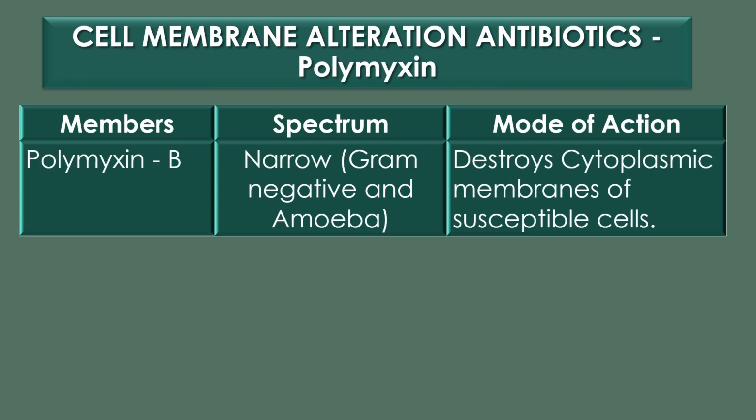Next, the third antibiotic group of the cell membrane alteration antibiotic category is polymyxin. In the polymyxin group, the antibiotic polymyxin B is the very familiar antibiotic, and it exhibits narrow spectrum of activity against gram-negative bacteria and some amoeba, that is the protozoa. And in mode of action, polymyxin B destroys cytoplasmic membrane of the susceptible cells and results in the cell death.